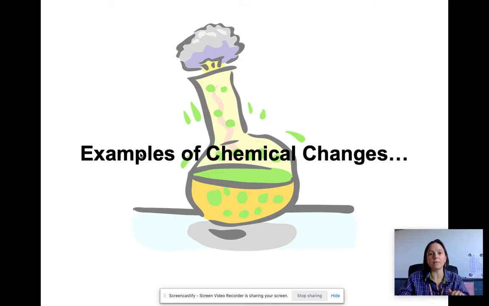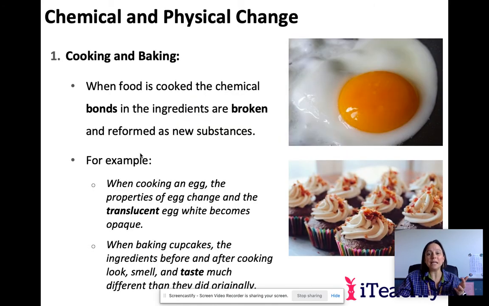So examples of chemical changes. When we're cooking and baking, any cooking and baking, when you're putting it into an oven or into a pan, we are changing the chemical composition. Now, the only time that this wouldn't be a chemical change is if you're boiling water in the pan. So when we fry the egg, we can actually see the egg change. We can see the microscopic changes on a macroscopic level because it looks different. That egg white looks different after you cook it.